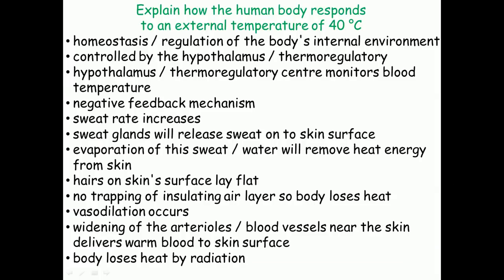So here's a 6-mark question. Explain how the human body responds to an external temperature of 40 degrees Celsius. So here you can see the temperature outside is higher than the core body temperature, 37 degrees Celsius. So you're going to find ways of decreasing the core body temperature, and these are the responses.